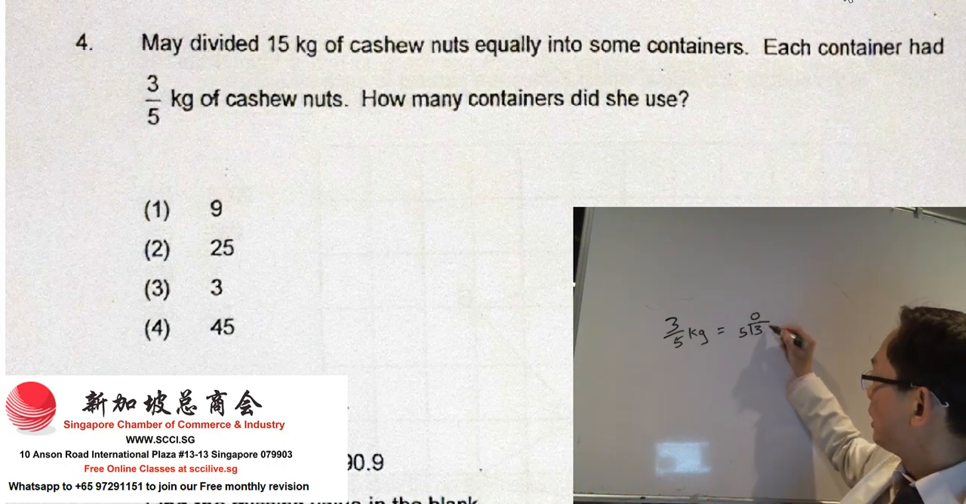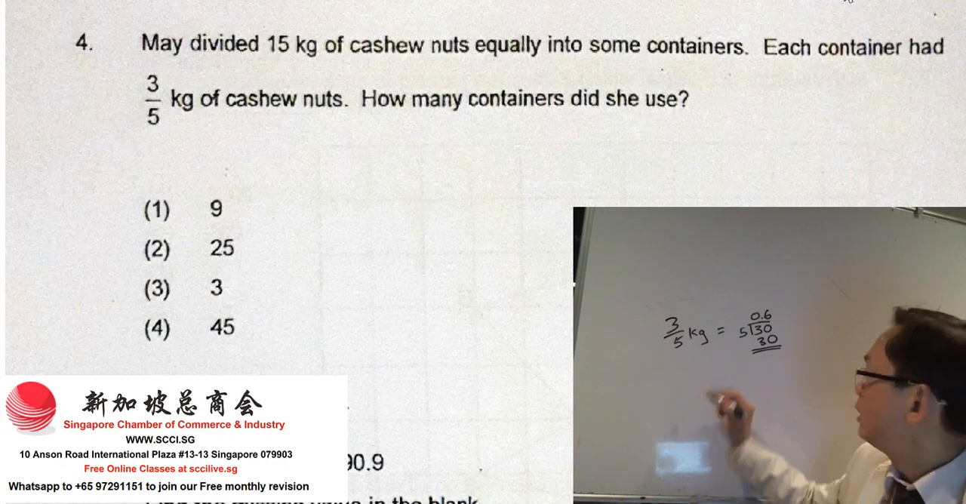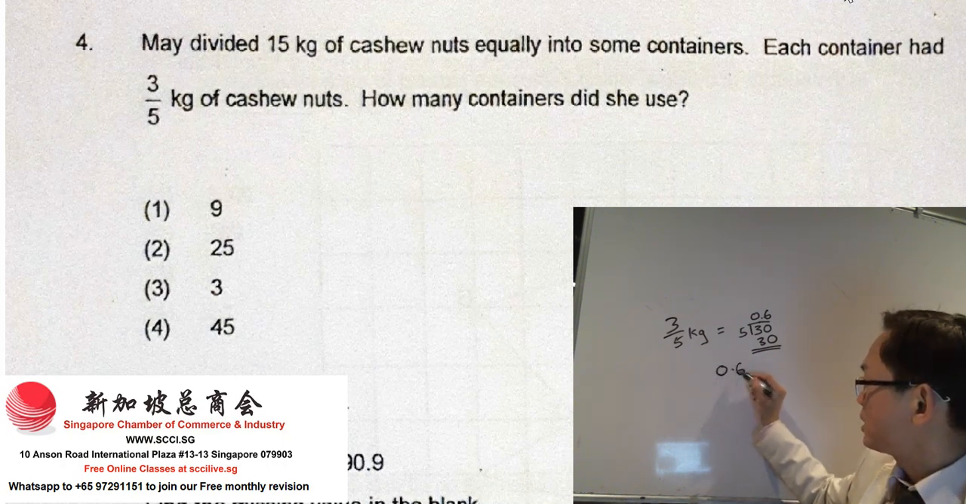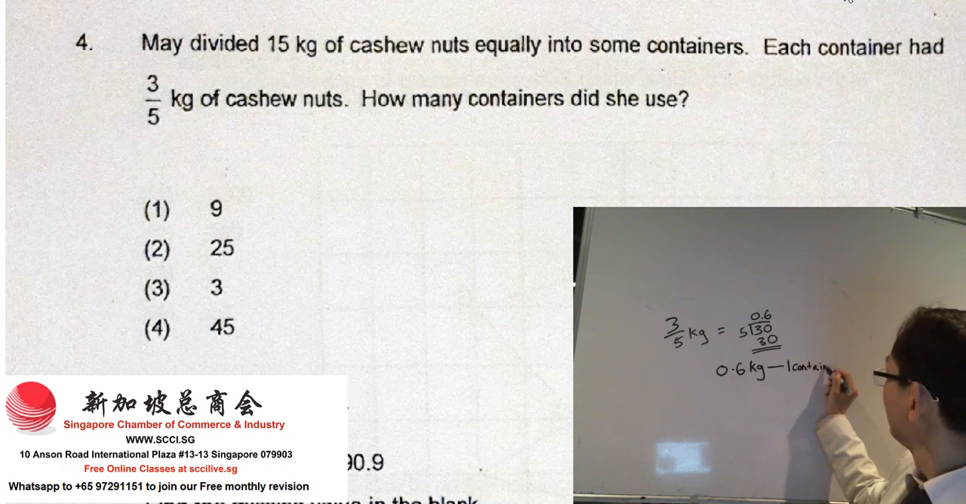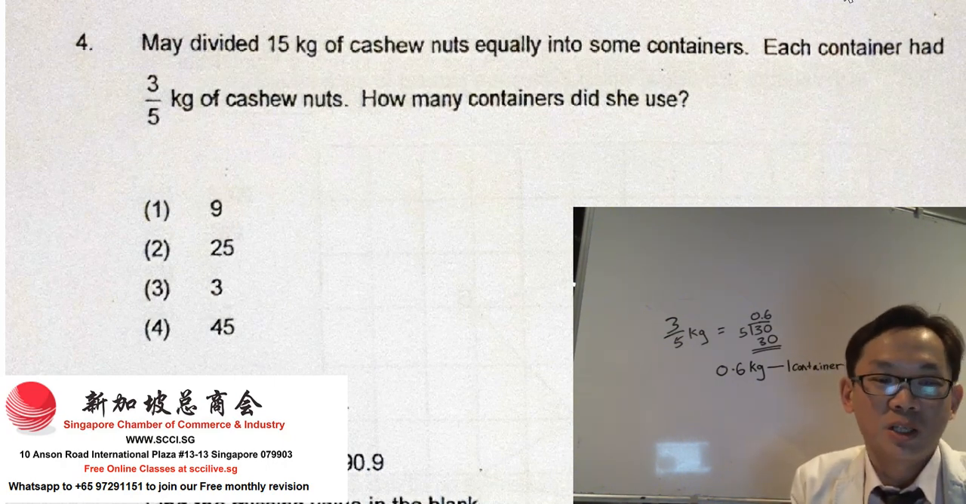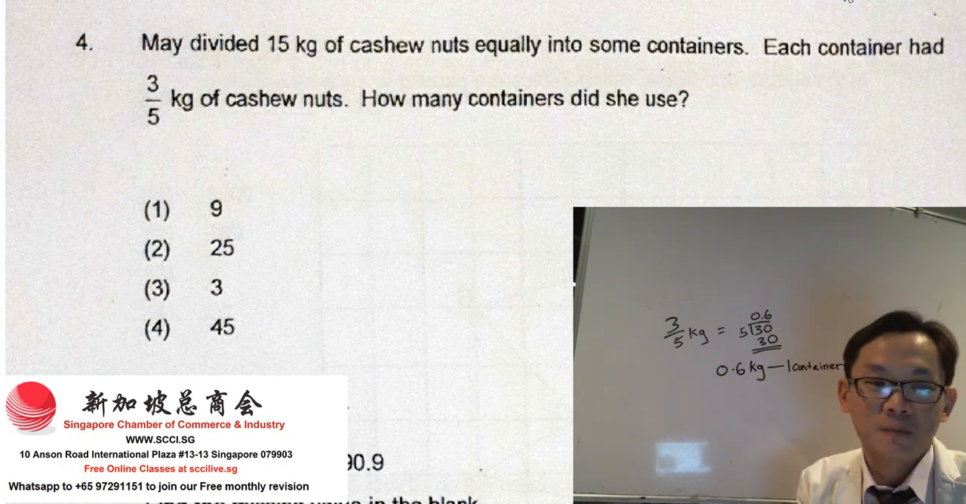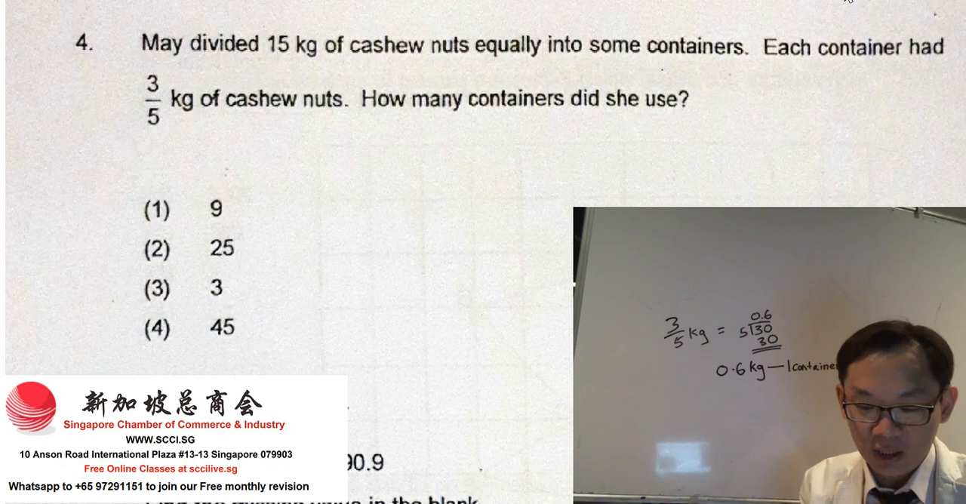So this is 0.6. Basically, we are looking at 0.6 kg for one container. So far, do we understand that 0.6 kg equals one container itself? Now for 15 kg, how many containers is it?